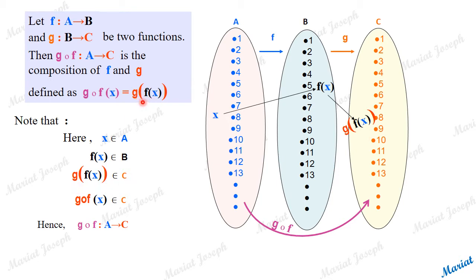G of f of x is denoted as GOF. GOF is a single rule. So which element will be taken to which element, we will be able to obtain through this process. GOF of 13, if you want, you go and find 13's image under f, that is f of 13. Then whatever f of 13 comes, you find its image under g, and that will be the image of 13 under this rule. This is called composition of two functions.